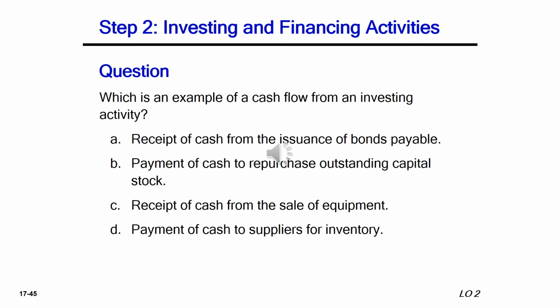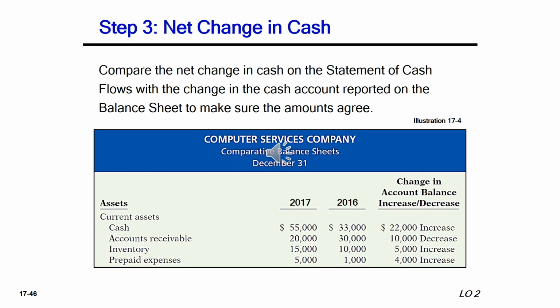Quick review question. Which is an example of a cash flow from an investing activity? Is it the receipt of cash from the issuance of bonds payable, the payment of cash to repurchase outstanding capital stock, the receipt of cash from the sale of equipment, or the payment of cash to suppliers for inventory? Of course, the answer here is C, the receipt of cash from the sale of equipment.